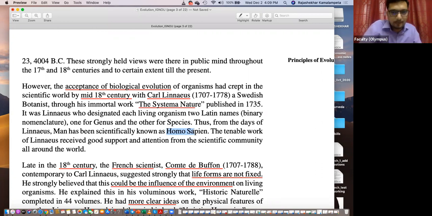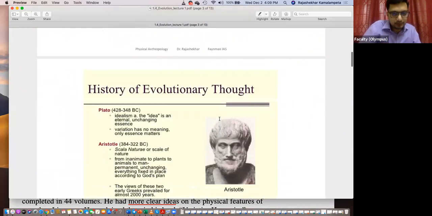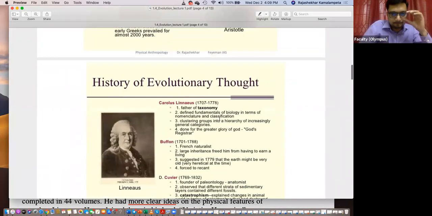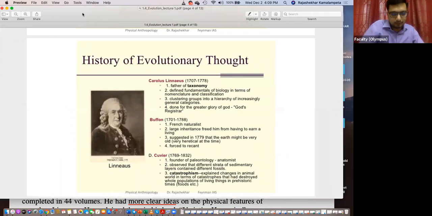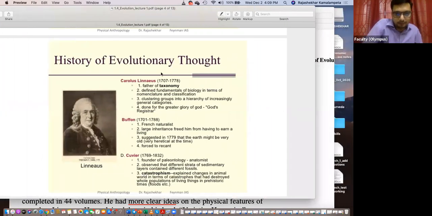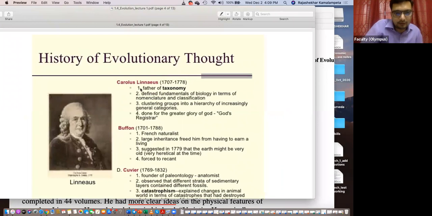They had an image to show his concept here. So a brief summary, these are all collected online. But he said, father of taxonomy. He defined the fundamentals of biology in terms of nomenclature, classification, I was telling you. He grouped the organisms into hierarchy, into different orders with increasingly general categories. But he said, all this is done for the great glory of God. He is God's registrar. So what he had done is to just explain the creation of God.